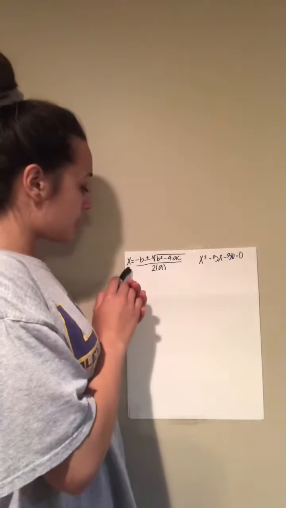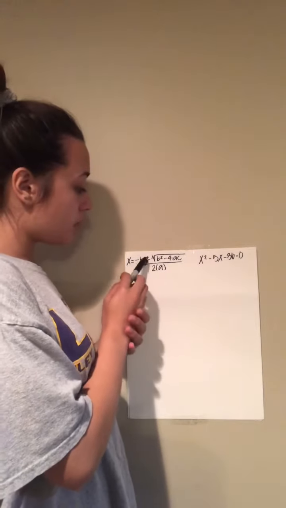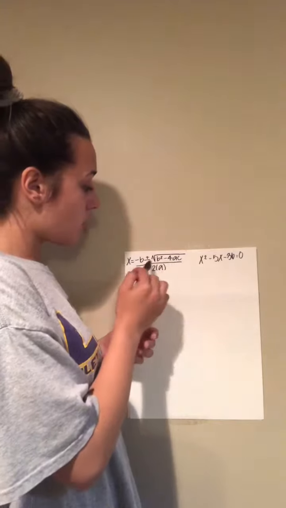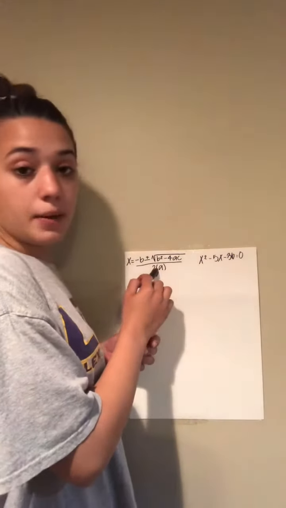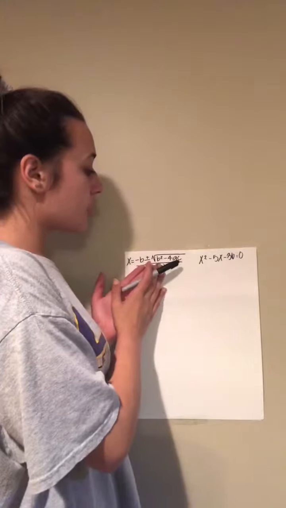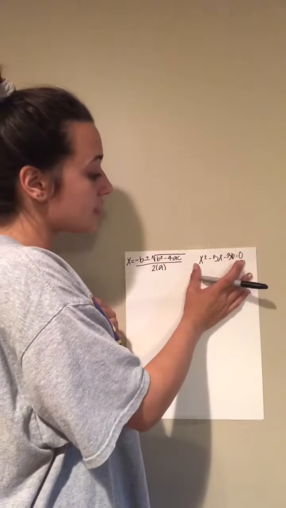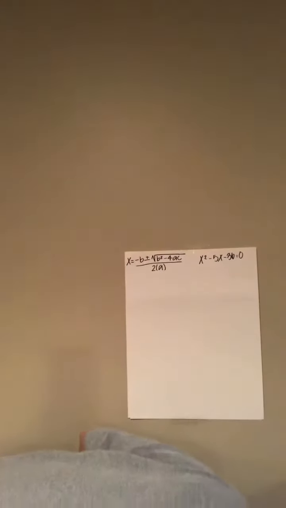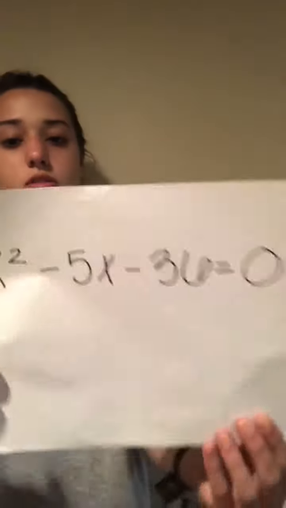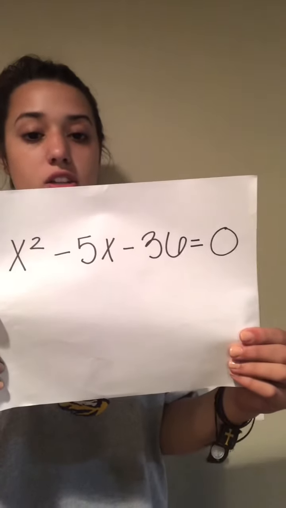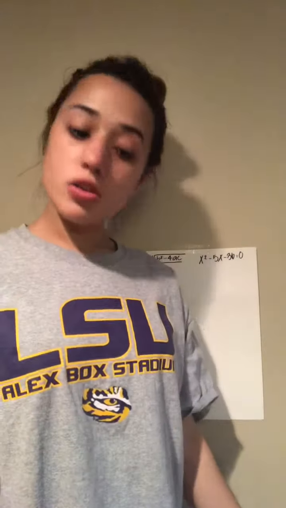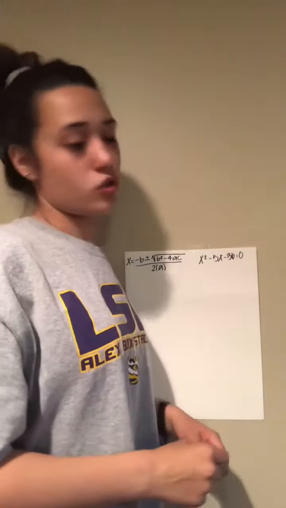So the quadratic formula says that x equals negative b plus or minus the square root of b squared minus 4 times a times c, divided by 2 times a. So this is the quadratic formula, and this is the quadratic equation we are dealing with today. If you can't really see that, this is an up close: x squared minus 5x minus 36 equals 0. So we're going to be solving this quadratic equation by using the quadratic formula. So without further ado, let's get started.